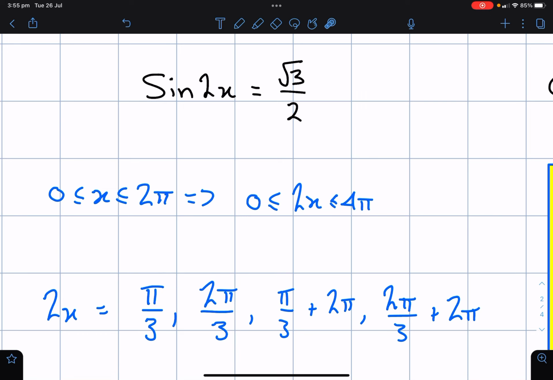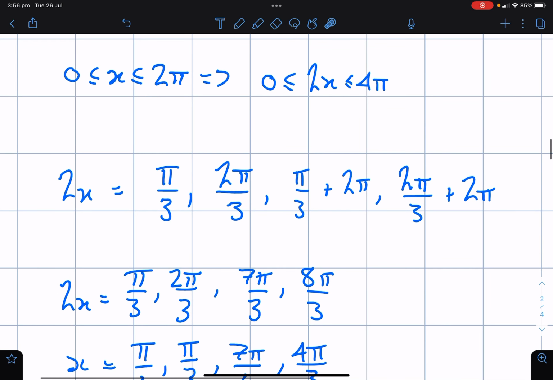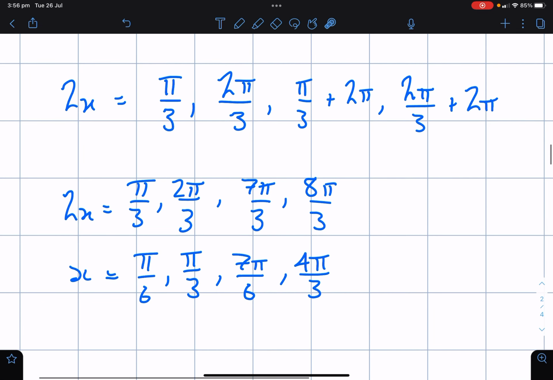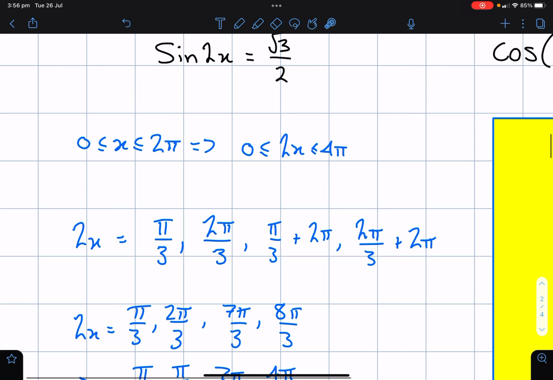So 2x is equal to pi on 3, 2 pi on 3, and that is from 0 to 2 pi. Now we're looking at one more rotation, so we add 2 pi to each of those values. So now 2x equals pi on 3, 2 pi on 3, 7 pi on 3, and 8 pi on 3. Now to solve for x, we just have to divide by 2, which is just like multiplying the denominator by 2. We've simplified where we can. The key step is getting the domain sorted at the start and adding angles accordingly.